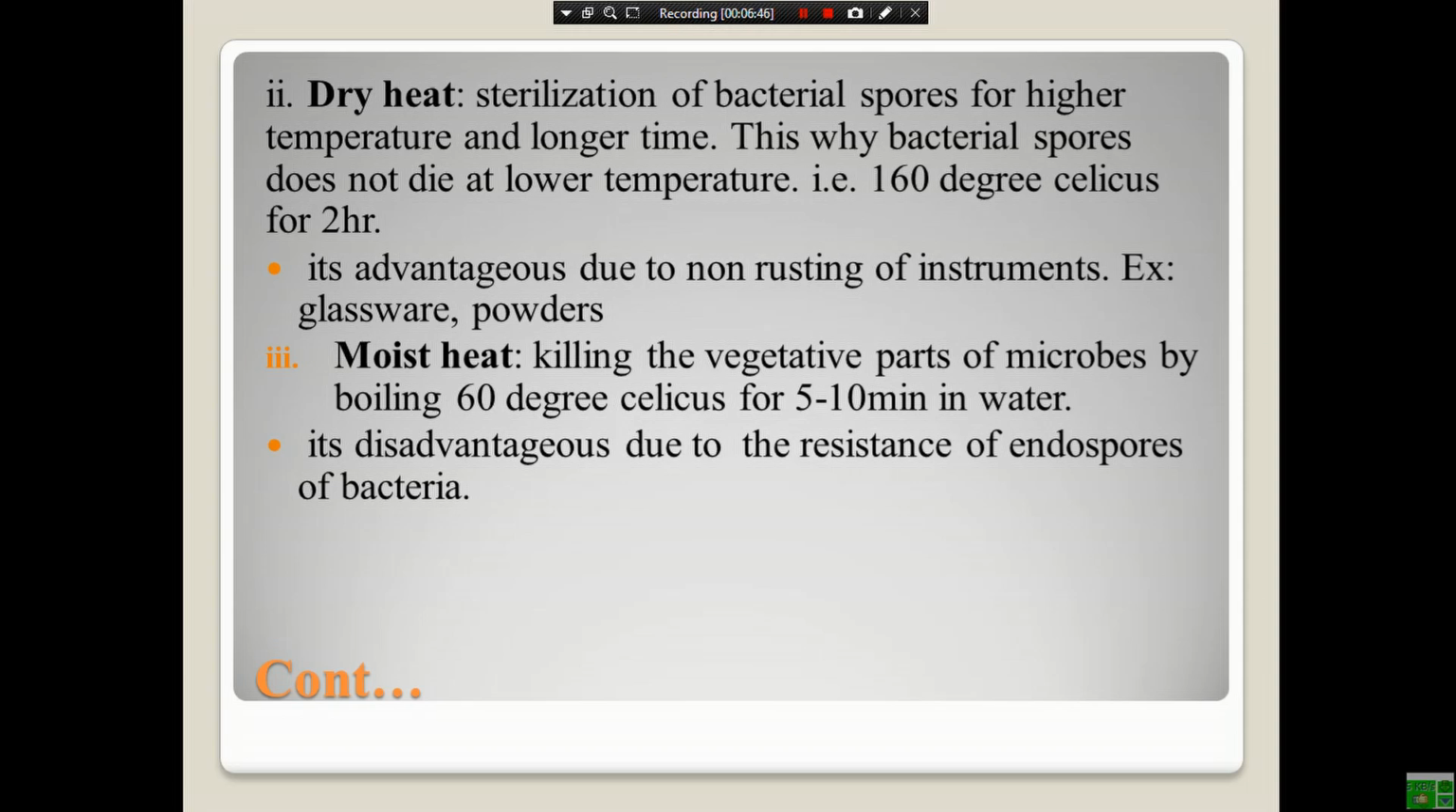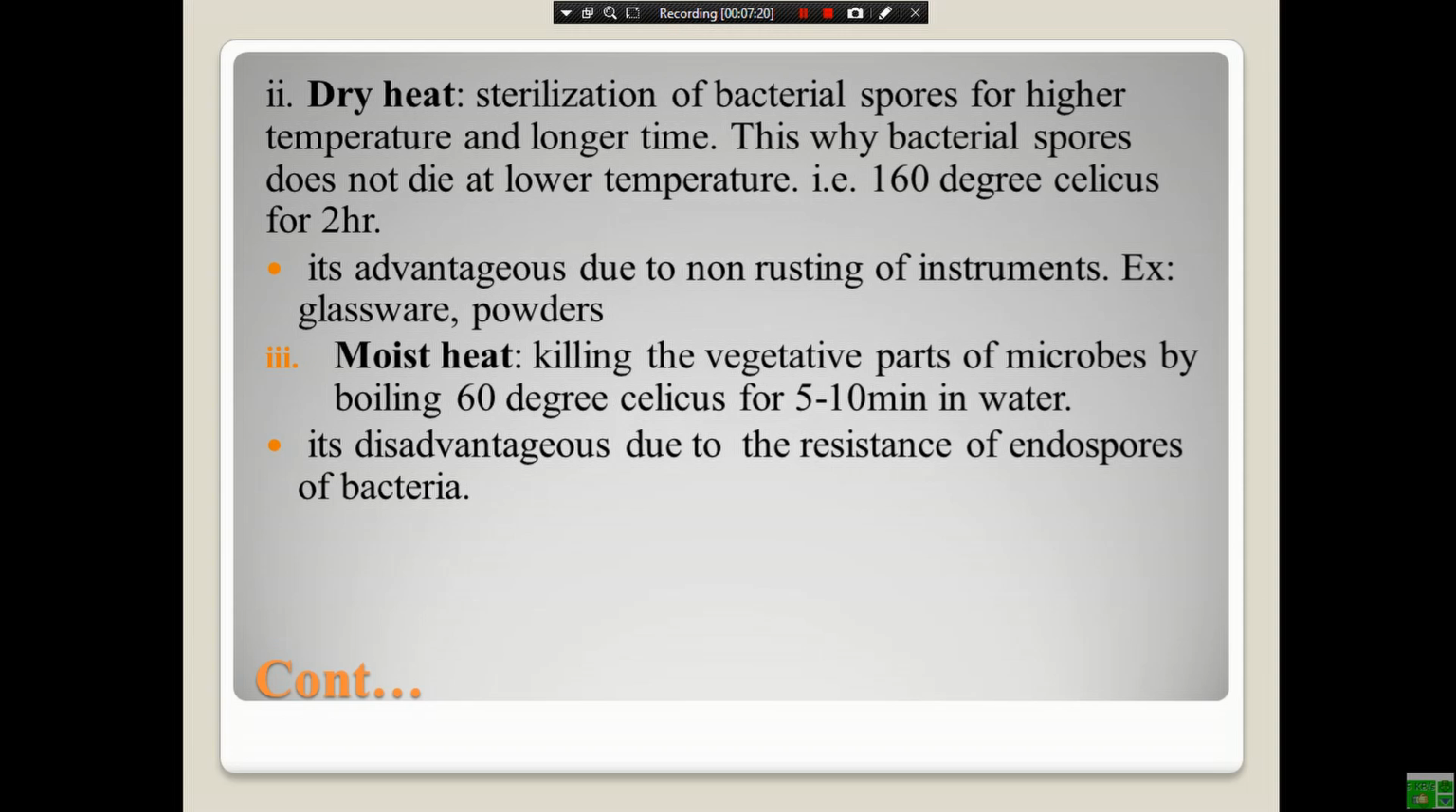The second type of sterilization is dry heat sterilization. This type sterilizes bacterial spores with a higher temperature and for a longer time; time and temperature are directly proportional. This is why bacterial spores do not die at lower temperatures. Dry heat sterilization is applied at 160 degrees Celsius for 2 hours. It is advantageous because instruments do not rust.